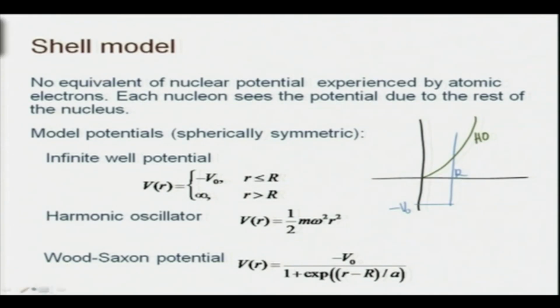So, it will look something like this. It goes to 0 where it should have been. So, this is the Woods-Saxon potential.